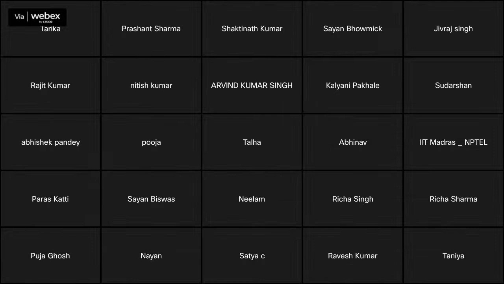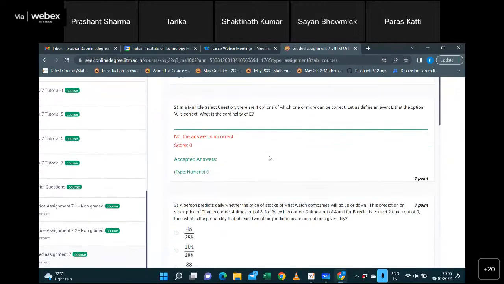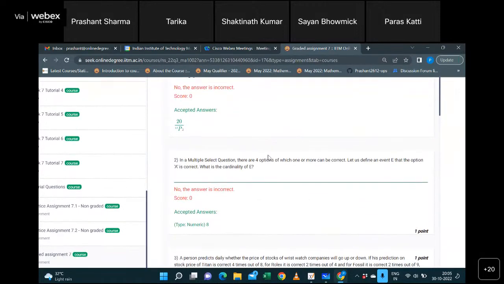Sir, can you discuss question number 2 in the graded assignment? Yes, graded assignment. Okay, now this question number 2. What is it saying? In a multiple select question, there are 4 options of which one or more can be correct. It's an MSQ, that's obvious. Let us define an event E that option A is correct. So what is the cardinality of E? Okay, so what's the issue in this?